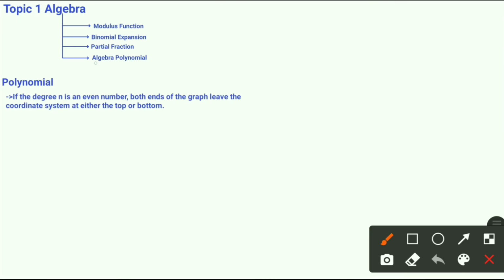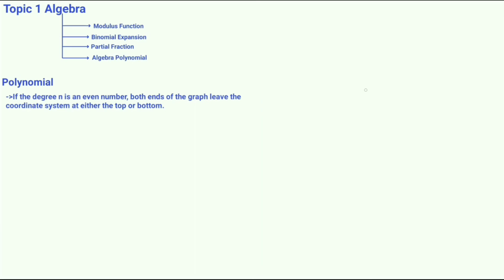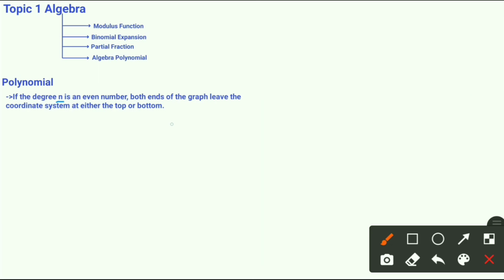Okay, we are starting with algebra polynomial. Well, so what is a polynomial? x of power 1, x square, x cube, etc. So the degree n can be an even number, or the degree n can be an odd number. Let's say it is even, and let's say it's odd. If it is even, what would the graph look like?